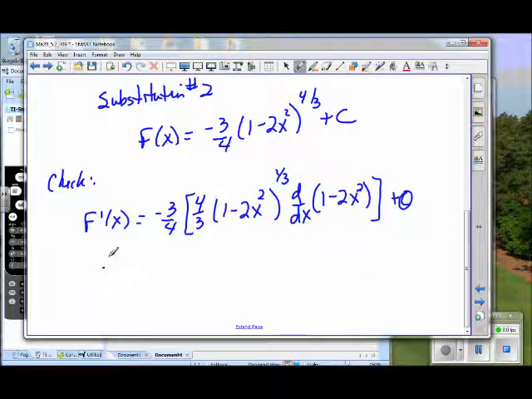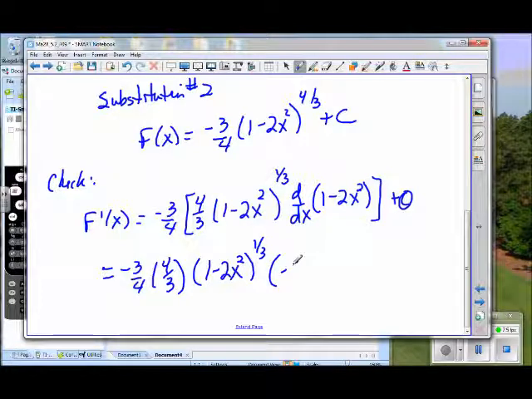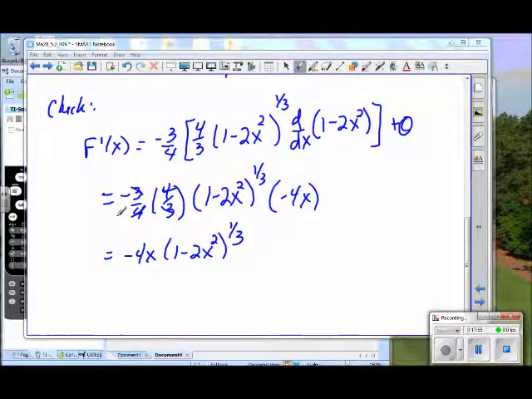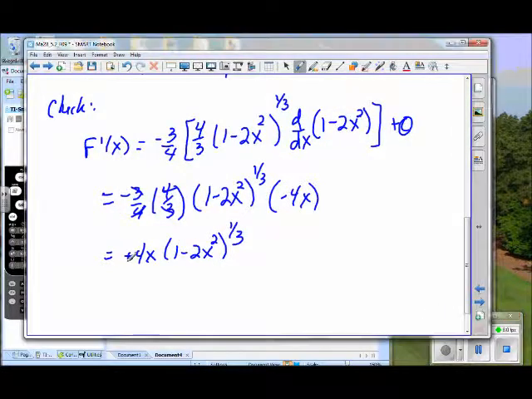Okay, so simplifying this, we would have negative 3/4 times 4/3. Now, that's going to equal negative 1. Times 1 minus 2x squared to the 1/3 power times negative 4x, and of course our plus 0. As I said, these are going to cancel. Our negatives are going to cancel. We end up with 4x times 1 minus 2x squared to the 1/3, and the negative in front and the negative there cancel, so it's a positive.